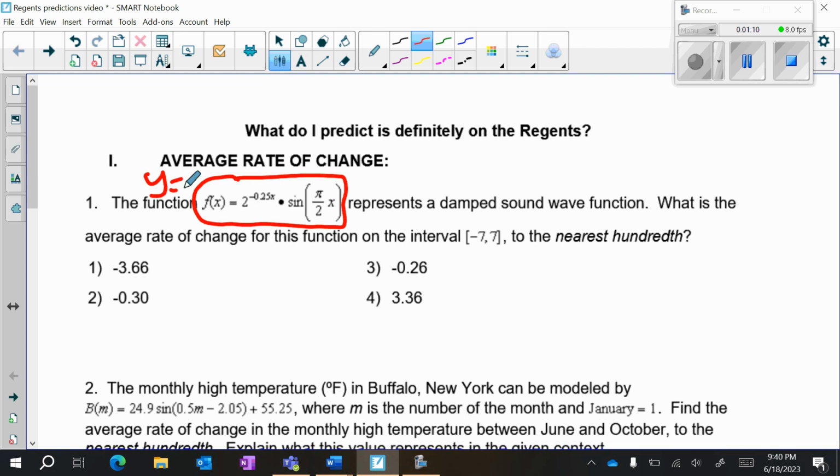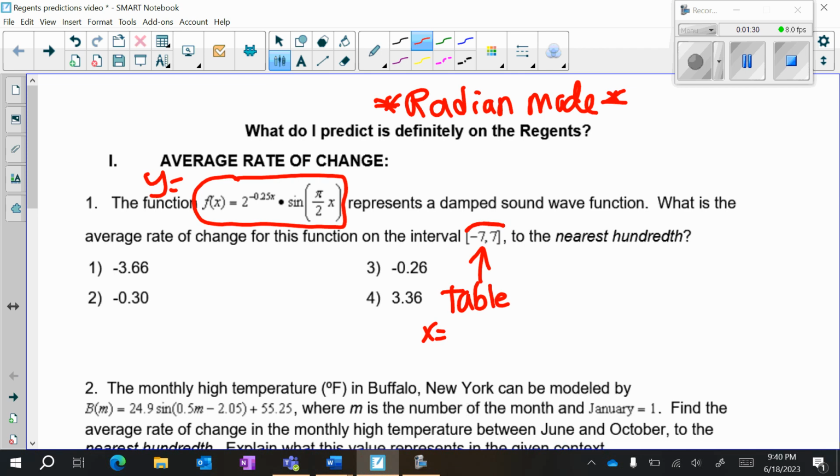Then once you put that in the calculator in y equals, you want to make sure you are in radian mode. And again, I do believe that you should be in radian mode for this entire Regents. That's my advice. So once you put this in y equals, then what you're going to do is look at the table at specifically the x values that are in this restricted domain. So this is called a restricted domain. And it's asking you to look from x equals -7 to x equals 7. And specifically do the rate of change from -7 to 7.